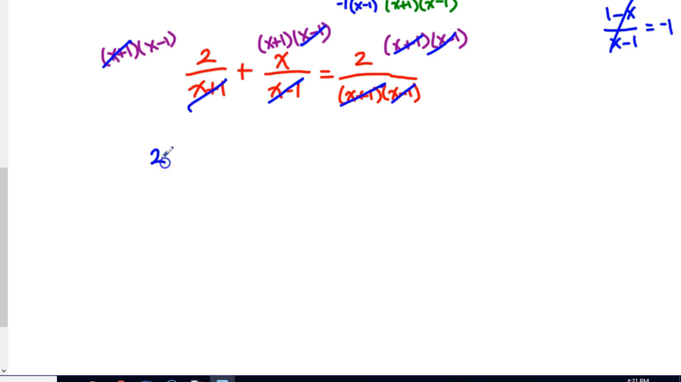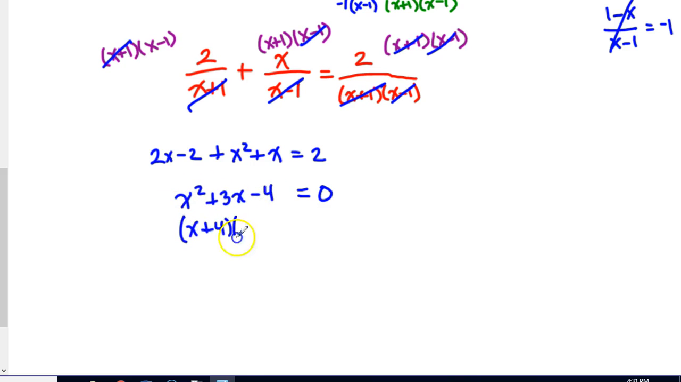Okay. Hopefully you did this work already. I'm distributing the 2. I'm distributing the x. I have a quadratic. I think to myself, is it linear? If it's linear, I solve it a certain way. If it's quadratic, I want to get a 0 on one side. I want to combine all my like terms. You should expect these to factor. If for some reason they don't factor, go back and check your work. It's usually a mistake.